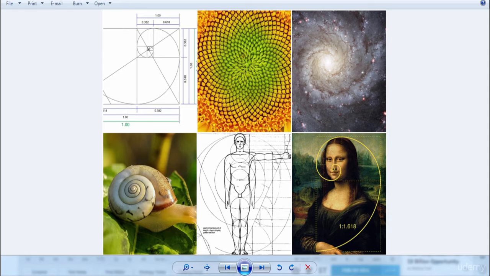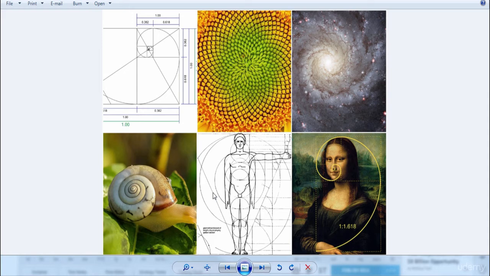The following example is related to the observation of the human body. It may be noted that the upper part of the body, from the middle of the waist to the head, includes approximately 38.2 percent of the total body height of a man. The remaining part of the body comprises approximately 61.8 percent of the body height. These two relations are also derived from the Fibonacci sequence.